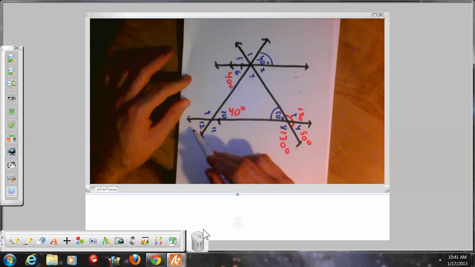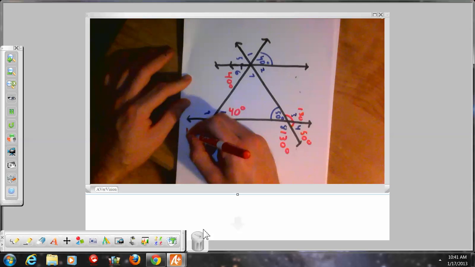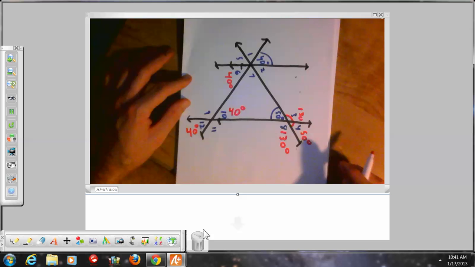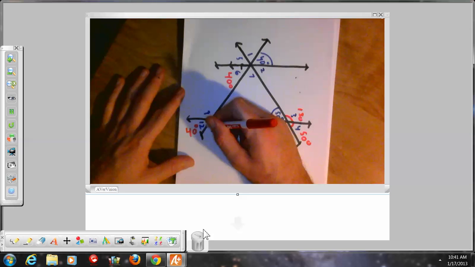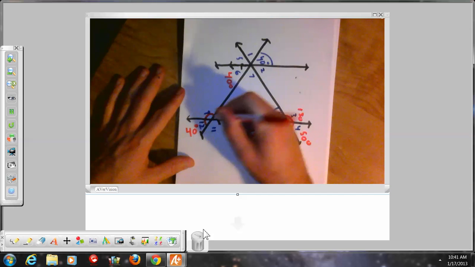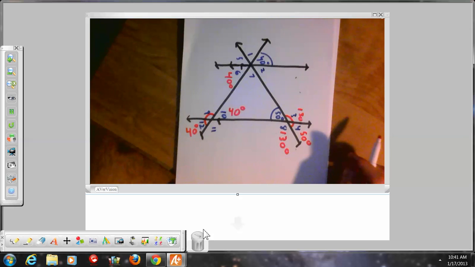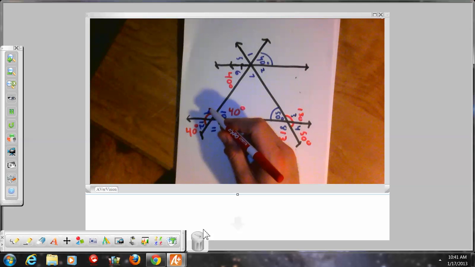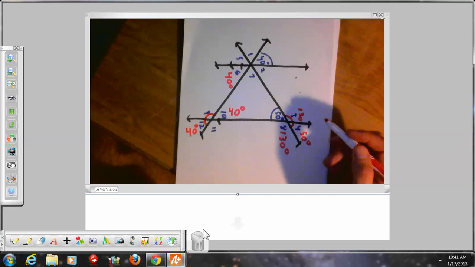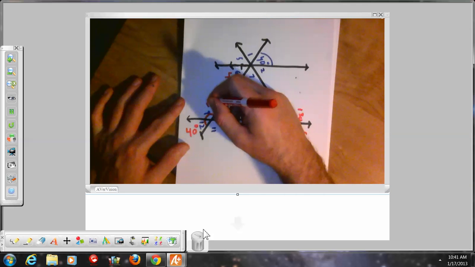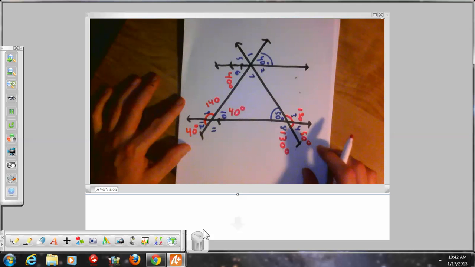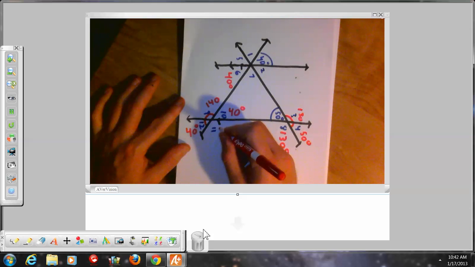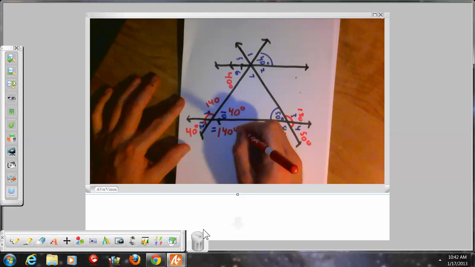And these two are vertical angles. So this one is also going to be 40 degrees. Right? Now, what do we know about this one and this one? Well, this right here is a straight line. So it's going to be supplemental. So this angle here is going to be 180 minus 40. 180 minus 40 is 140 degrees. Right? And what does that tell us about angle 11? Well, it tells us that angle 11 is also going to be 140 degrees. All right, we're making some headway.